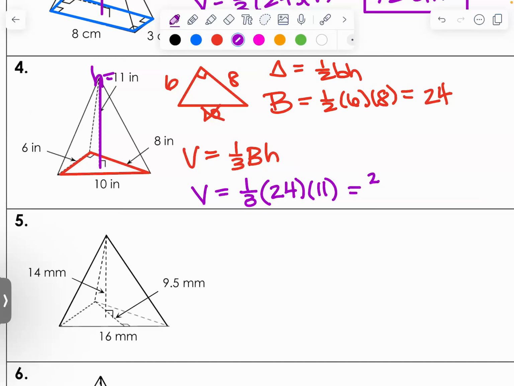Okay, because you would have 264 divided by 3, which gives you 88.